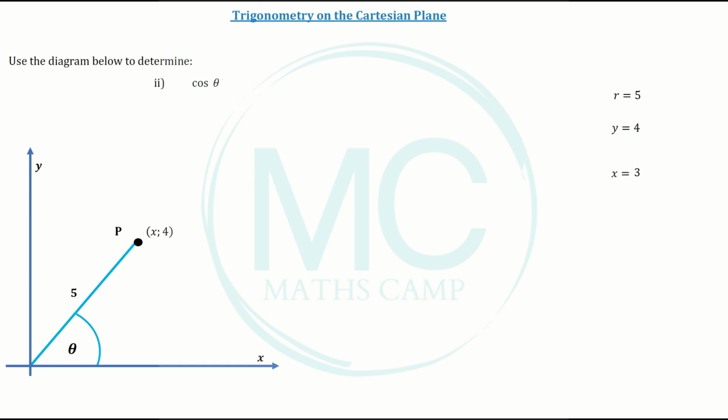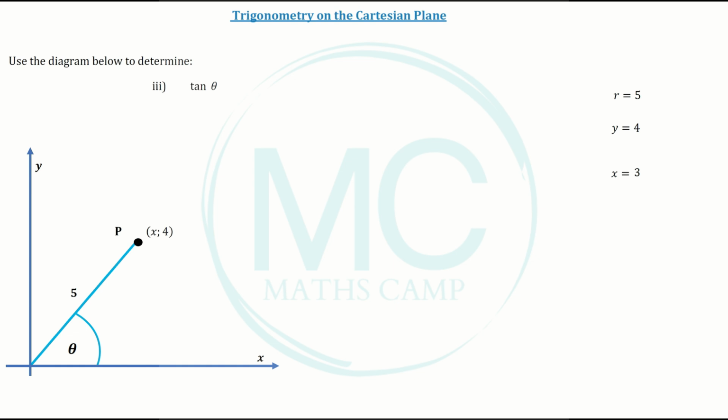Determine cos theta. Now, earlier in this video, we found that when working with the Cartesian plane, cos theta is equal to x over r. The question tells us that r is 5, and we've just found that x is 3. So now we can say cos of our angle theta is equal to the value of x, which is 3, over the value of r, which is 5. Let's tidy this up and move on to part 3.